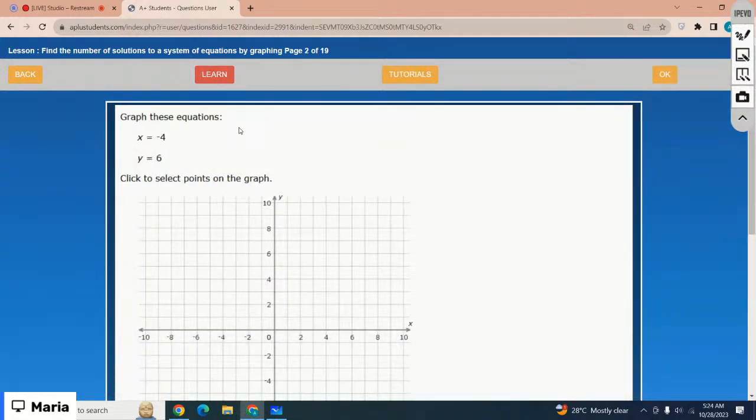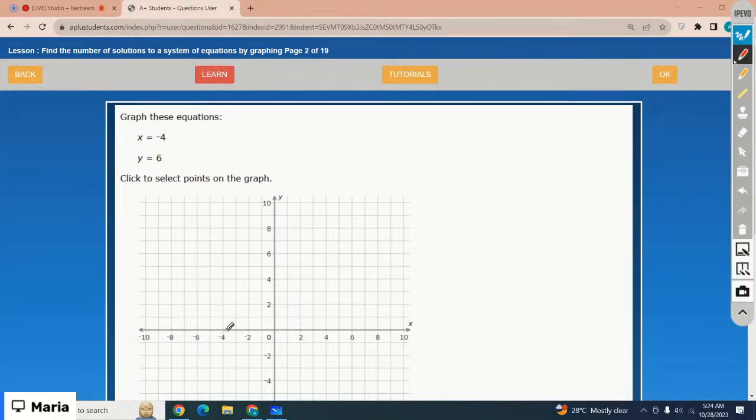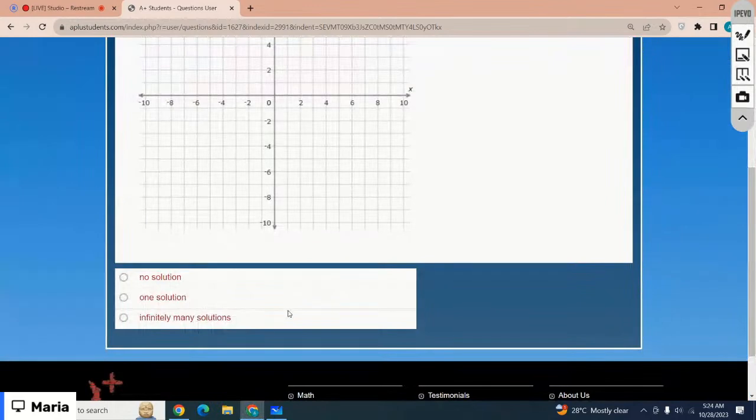Okay, x equals negative 4 and y equals 6. Here is x equals -4. You have a straight line on x equals -4, right? It looks like this, and y equals 6 looks like this. And they both intersect at only one point, right? That means the intersection of the two lines is the solution of the system. So this is the solution of the system of equations, right? Correct option is one solution.